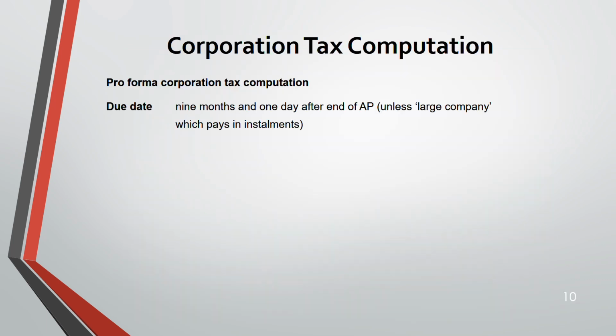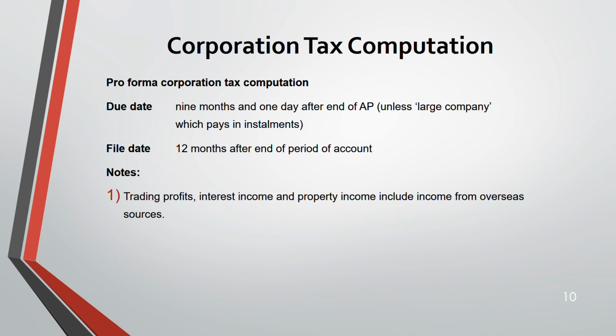So what is the due date? For corporation tax, the due date is 9 months. Remember, these dates are very important. Okay, you have to advise your client and you have to write the due dates. 9 months and 1 day after the end of accounting period. If it's a large company, you pay installments. What is the filing date? 12 months after the end of period of account.